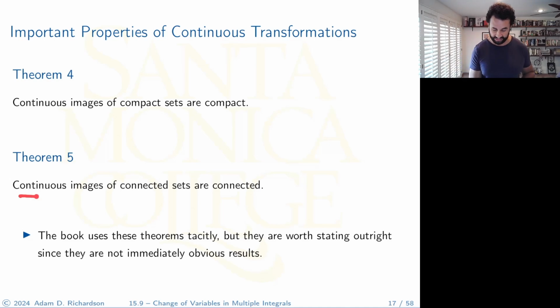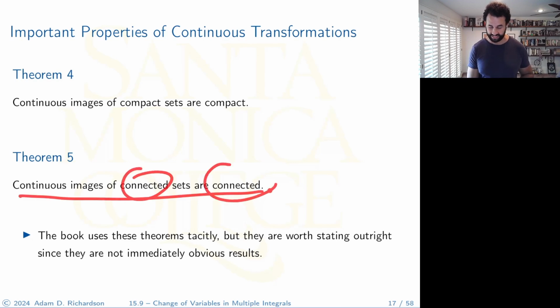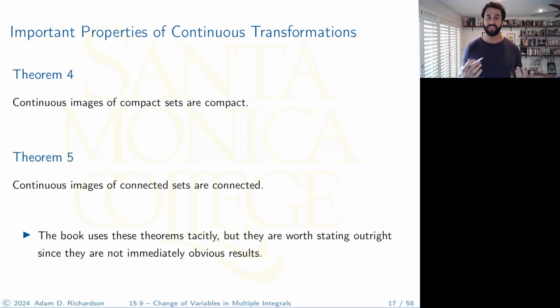And then furthermore, continuous images of connected sets are connected. So this means that if you try to map a region from over here with a continuous function over here, it's not going to break the region into pieces. So I can't start with a disk over here and then continuously map it into two disks over here. That's not possible.